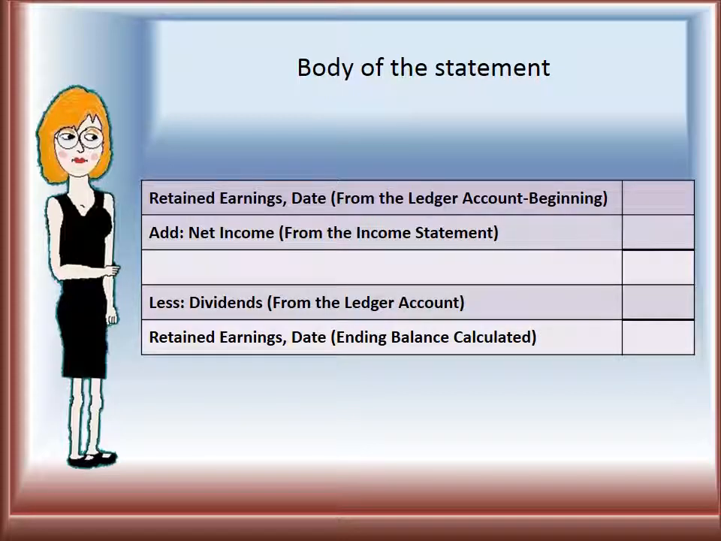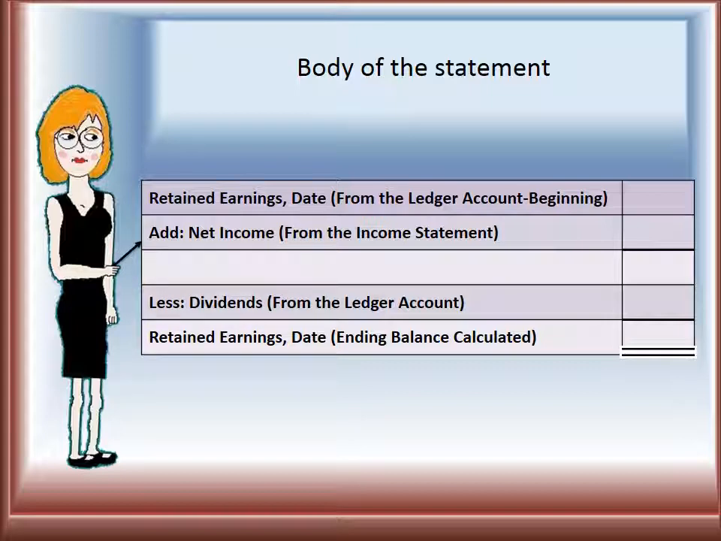So, let's start with the body of the statement. We will start with retained earnings, comma, date. This balance will come from the ledger account. It is the beginning balance for the statement, but it is the balance on the ledger account after all adjusting entries have been recorded.